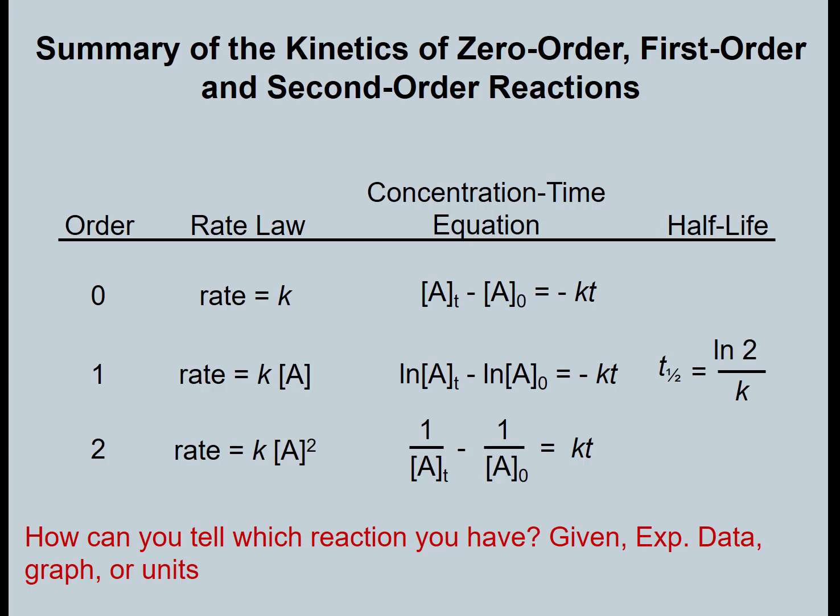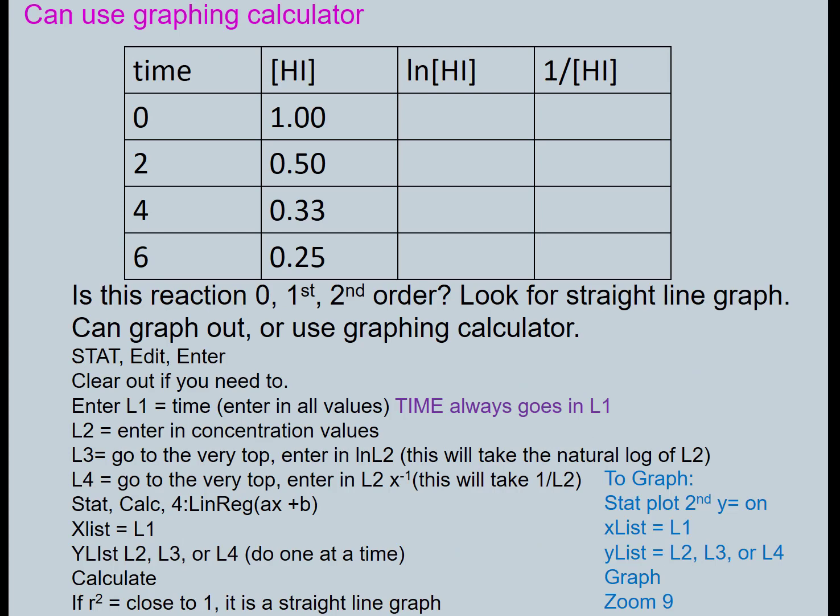So how can you tell which reaction you have? They'll either tell you that it's a 0, 1, or 2 order reaction. They'll give you experimental data. They might give you a graph, and you'll want to look for the straight line. So have that memorized, what straight line goes with what reaction. Or they could give you the units of your rate law constant, your K. You can use a graphing calculator to figure all this out.